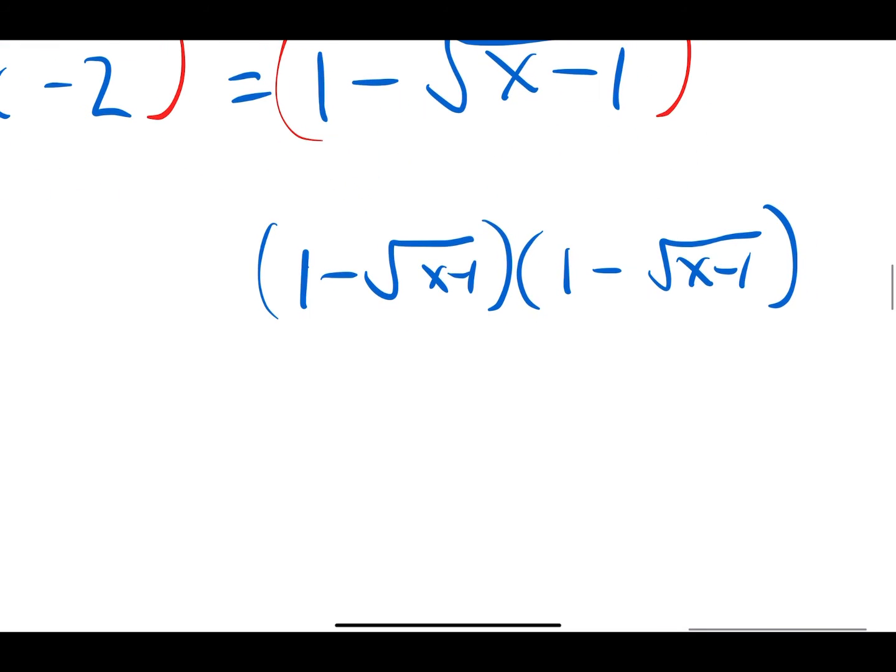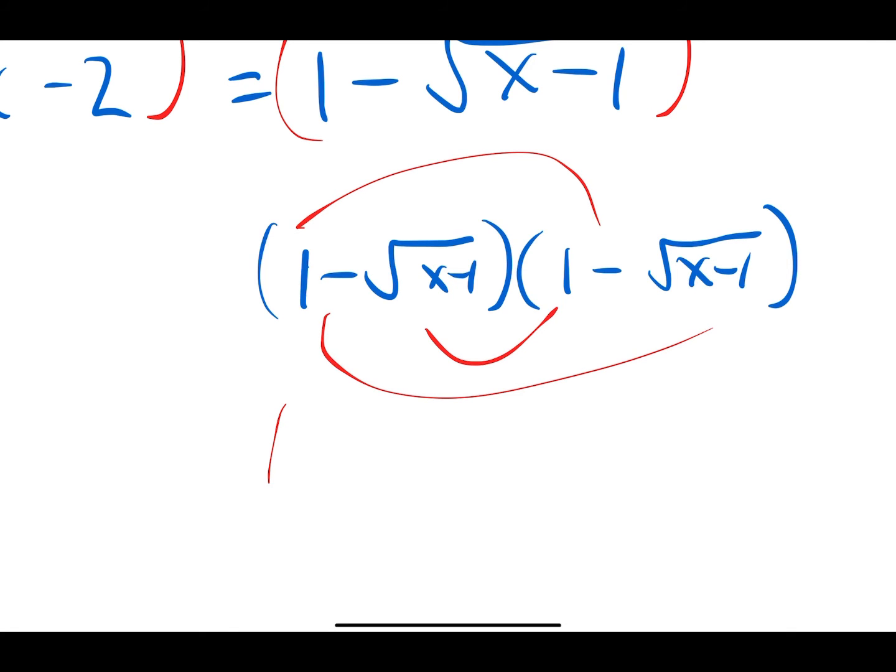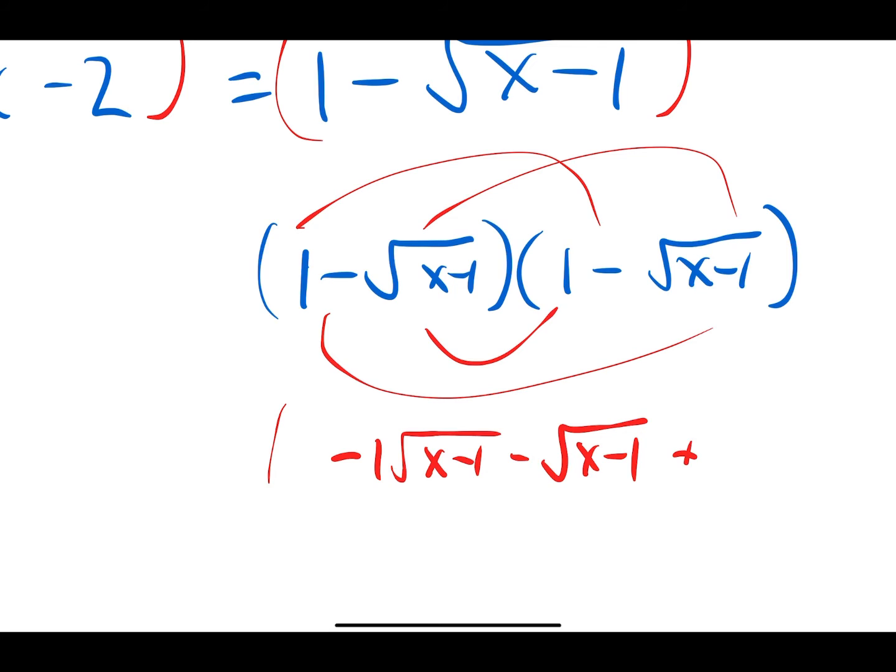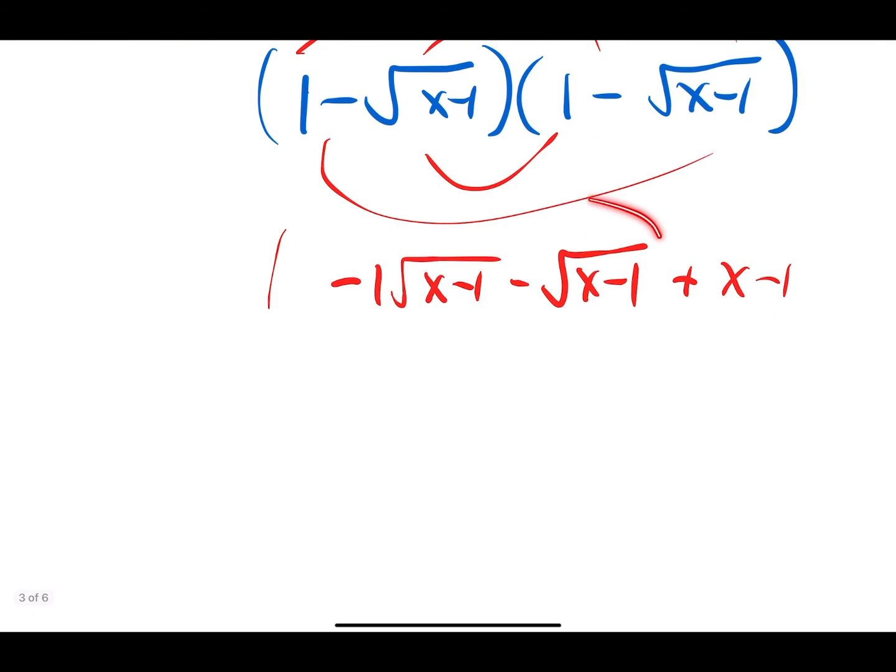That'll give us first times first is 1. Outside and inside should give us the same object, negative 1 square root of x minus 1, or just negative square root of x minus 1. And last times last, negative times negative is positive. Square root of x minus 1 times the square root of x minus 1 is just x minus 1. And luckily, adding this binomial x minus 1 doesn't change the sign, so I can just get rid of those parentheses. Now, the interesting thing is negative 1 square root of x minus 1 minus the square root of x minus 1. Just count how many square root of x minus 1s we have: negative 2 of them.